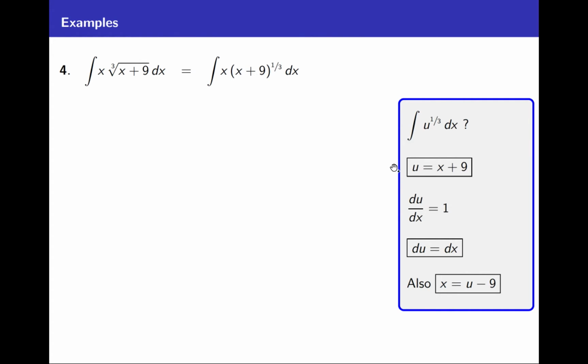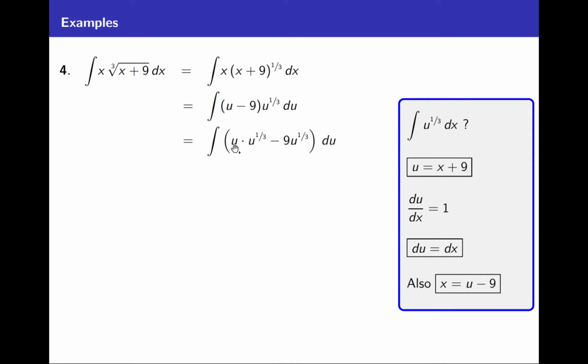So anyway, making the substitution, x plus 9 equals u, and x equals u minus 9, and this dx equals du. This becomes the integral of u minus 9, u to the 1/3 du. Now, notice at this point, we can multiply the u to the 1/3 into the parentheses. And let's see, here's what you get, the integral of u times u to the 1/3 minus 9 u to the 1/3 du.